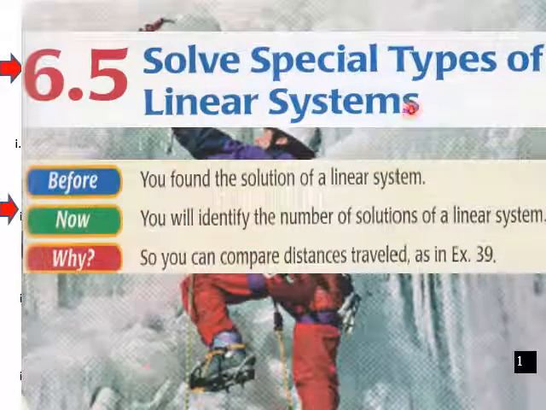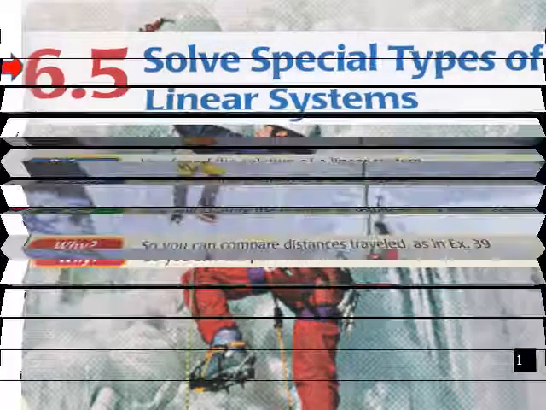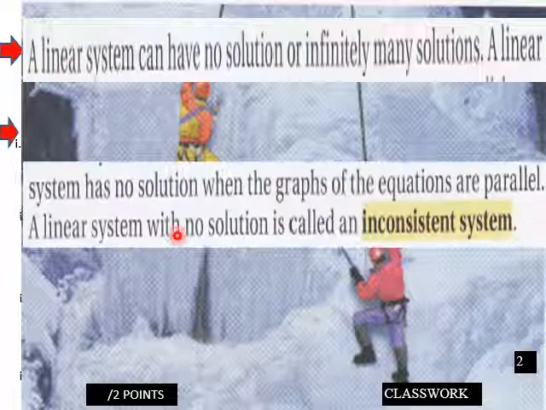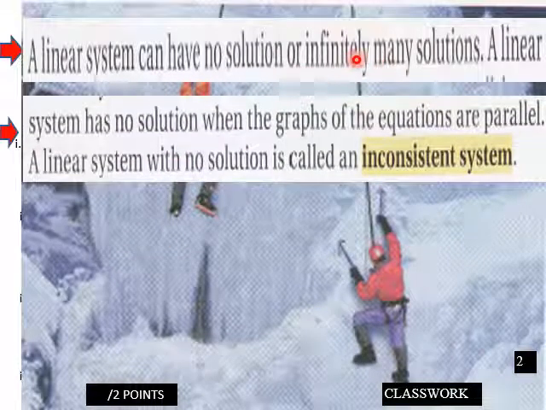Okay, solving special types of linear systems. You found the solution of a linear system. You will identify the number of solutions of a system. So a linear system can have no solution or infinitely many solutions.